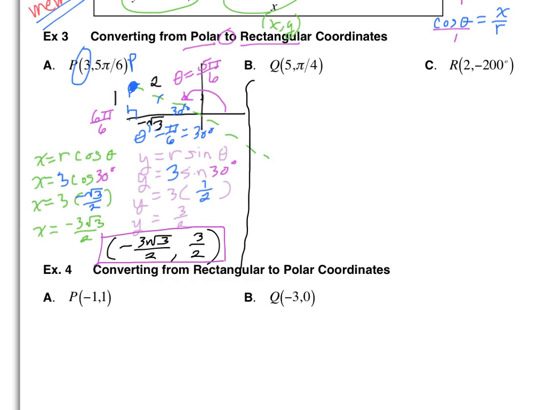So plot 5 pi over 4 in the polar coordinate grid. So figure out what quadrant that's in. Figure out if you have to shoot through the pole or not. And then find your x and y. And I'm going to quietly do it up here without you seeing it.